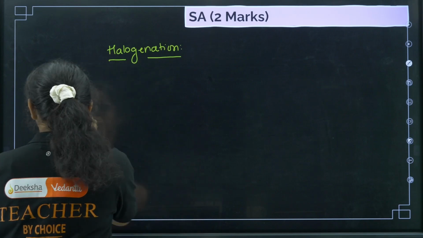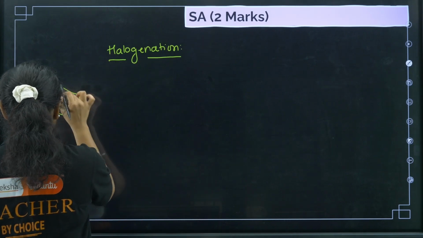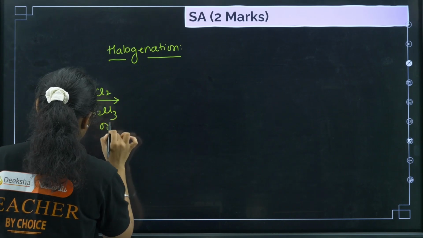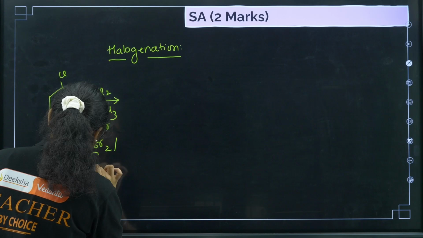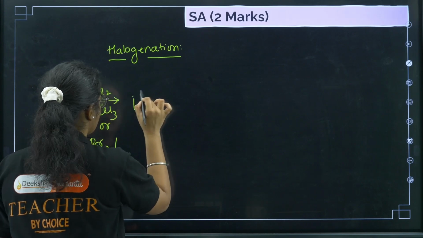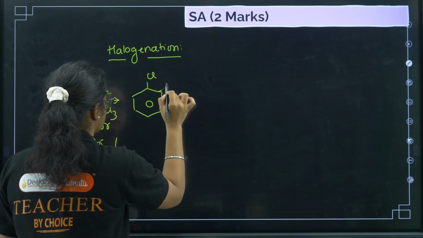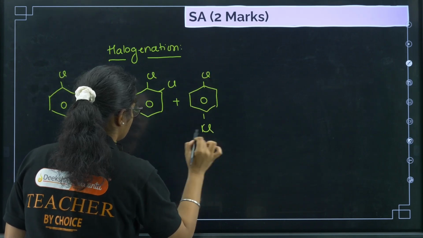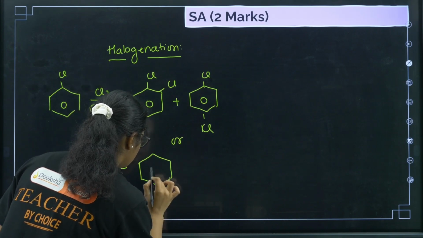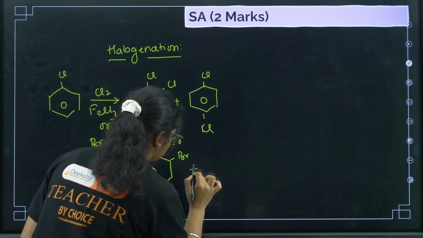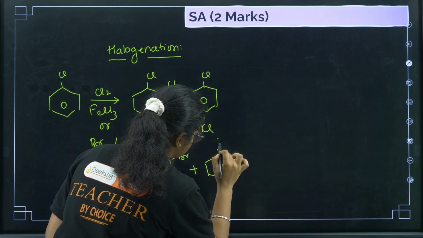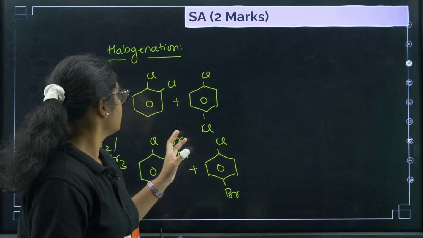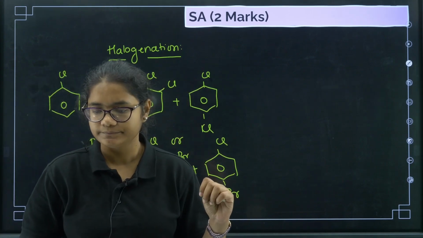Okay, so here the reaction is like this. If you have chlorobenzene and you treat it with Cl2 in presence of FeCl3 or Br2 in presence of FeBr3, we will get ortho and para substituted products, right? We'll get this one and this one. Or if you have taken bromine, then you will get Cl and Br plus Cl and Br, right? Clear? That is there.